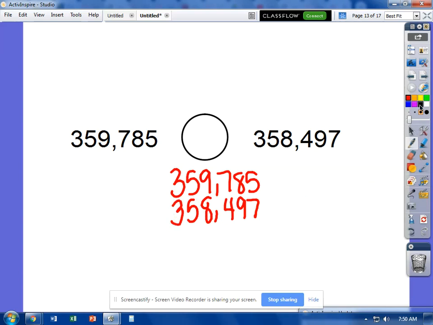So now that I've got my numbers lined up, I'm going to start with the largest place value on the left, which right now is the hundred thousands place, and I'm going to go through by place value and see where the numbers start to be different. In my hundred thousands place, I have all 3, so that's not different. These numbers are the same in the 10,000s place. 9 and 8 are not the same number, so I'm going to circle that place value. My 9 is going to be bigger than my 8, so I'm going to put a star next to it.